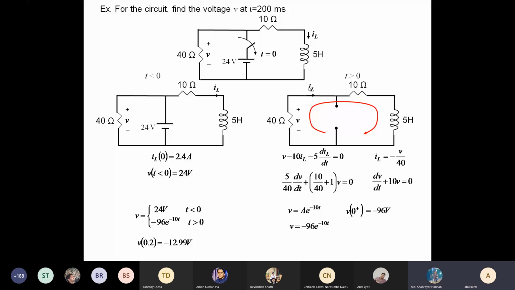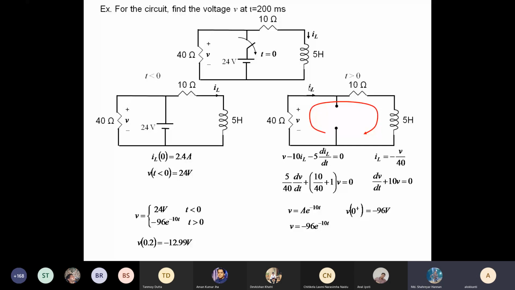If I did not give this plus minus sign, or if I did not give that IL, then anybody can make any assumption and give an answer. But you have been given a specific polarity across the 40 ohm, and a specific direction of IL, and with respect to that, once we seek the answer, it will be a very unique answer. Otherwise, if you choose a different polarity or a different direction of current, the signs will change.